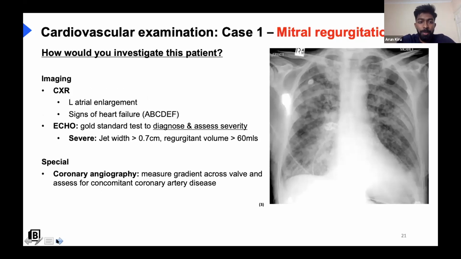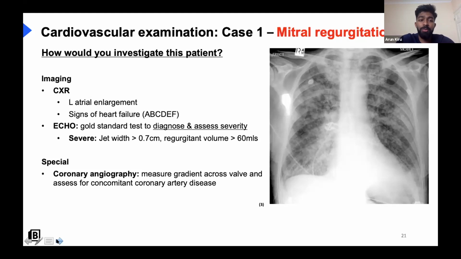Then I'd like to go into some imaging. I like to start with a basic chest X-ray, look for the actual enlargement of the left atrium, and then also look for signs of heart failure, which are one of the complications. And you've got the A, B, C, D, E, F of heart failure, which we mentioned in previous lectures. You've got alveolar shadowing, curly B lines, cardiomegaly, upper lobe diversion, pleural effusions, and fluid in the fissures. You do not need to mention all 6 of them. One or two of them is more than enough.